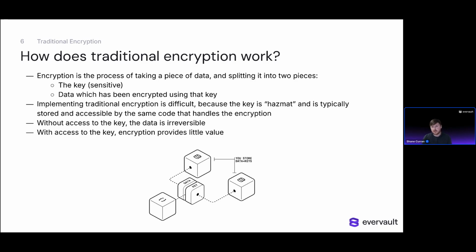But effectively with symmetric encryption, if you have access to the key, encryption provides little value. You're just splitting the responsibility. And without access to the key, so if you lose the private key, but you have the ciphertext, the data itself is irreversible, at least practically speaking. And we'll get into some of the theoretical edge cases on encryption later on.